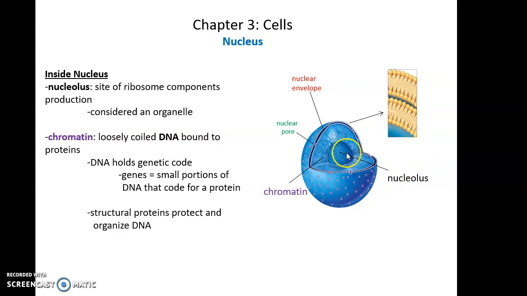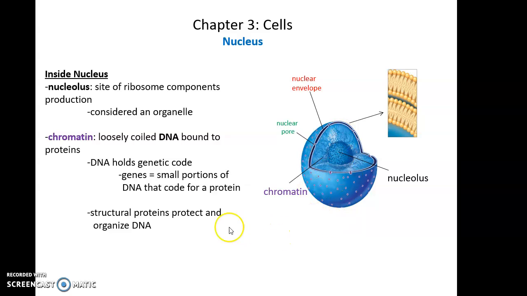When we look inside of the nucleus, we see a darkened area, and that darkened area is called the nucleolus. Nucleolus is an organelle. Nucleolus is where the component parts of the ribosome are produced. So the proteins and RNA that make up the ribosome are produced by the nucleolus, put together, and then the components leave through the nuclear pores.